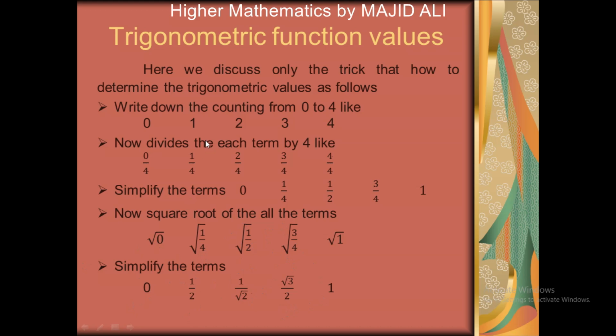So remember these steps. First step is writing down the counting from 0 to 4. Next, dividing all the values by 4. Then after that, square rooting all the values. Then the values we obtain are the values for sine theta. This is for the angle 0, this is for angle 30 degree, this is for 45 degree, this is for 60 degree, and this is for angle 90 degree.